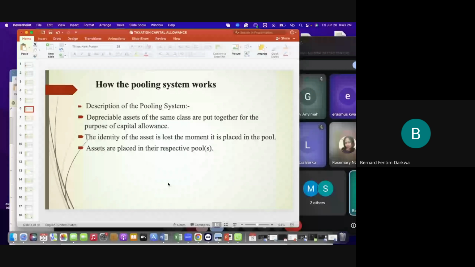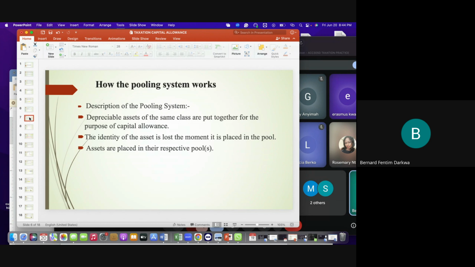Now, the pooling system means that depreciable assets that are of the same class, like class 1, class 2, class 3 assets, are pooled together. Description of the pool system: depreciable assets of the same class are put together for the purpose of capital allowance. The identity of the assets is lost the moment it is placed in a pool. Assets are placed in their respective pools. So when we come to calculate the capital allowance, we will use the pool system to classify the assets.